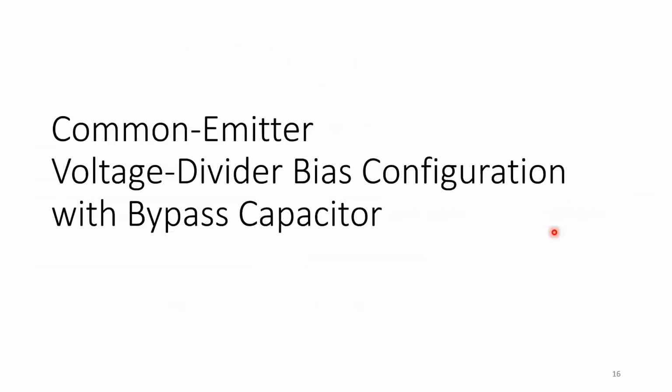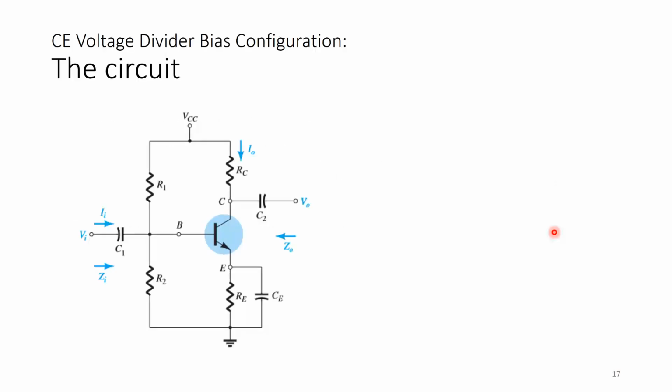Now we are ready to go on to the common emitter voltage divider bias configuration with a bypass capacitor. And what is the bypass capacitor that I'm talking about? This is the voltage divider bias circuit, nothing new, we've done this in the previous slides. But now we have a bypass capacitor CE here, which is in parallel with RE.